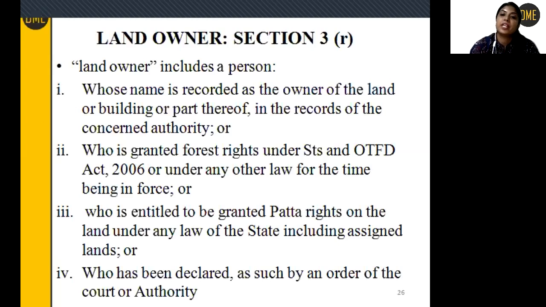Next is landowner, provided under section 3R. Landowner includes a person whose name is recorded as owner of the land or building or part thereof in the revenue officer's or concerned authority's record, then who is granted forest rights under the Scheduled Tribes and Other Traditional Forest Dwellers Act 2006, or under any other law for the time being in force, he would be landowner. Then who is entitled to be granted patta rights on the land under any law of the state, including assigned lands, he will also be considered as landowner. It is also an inclusive definition: a landowner who has been declared as such by an order of the court or authority as landowner, he will be a landowner.